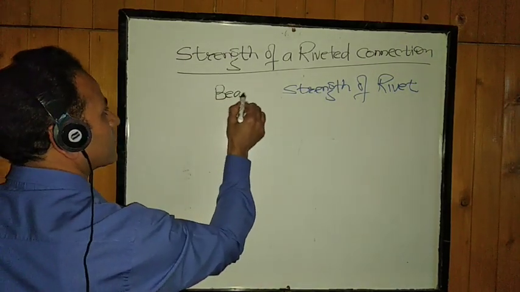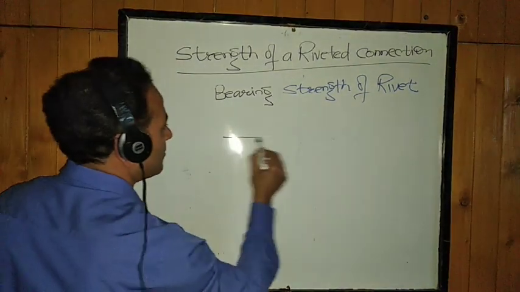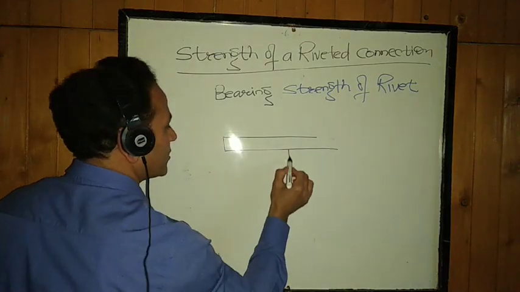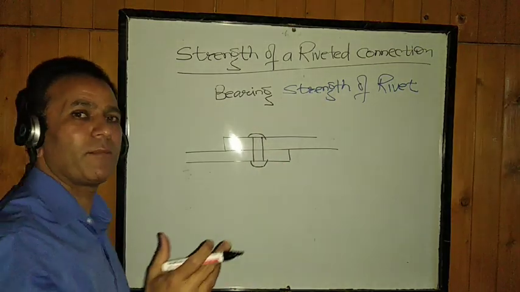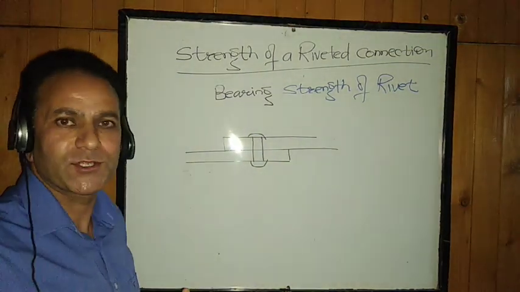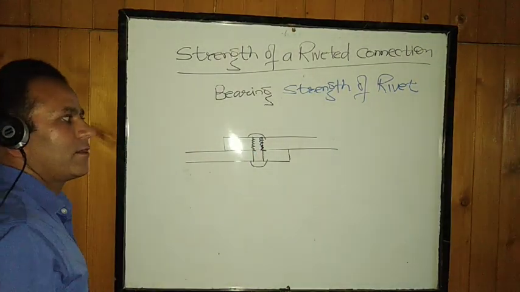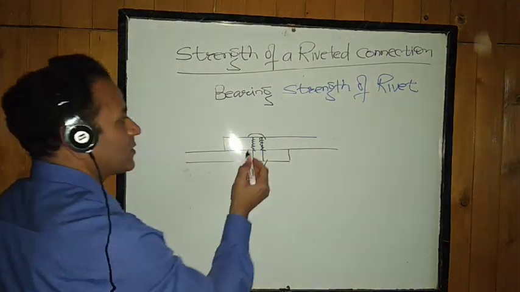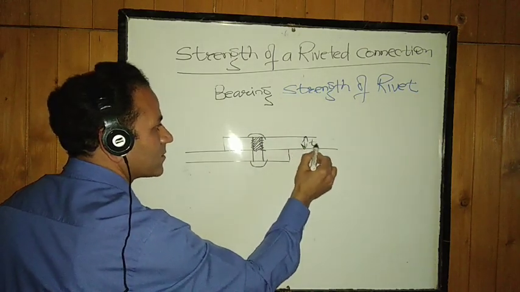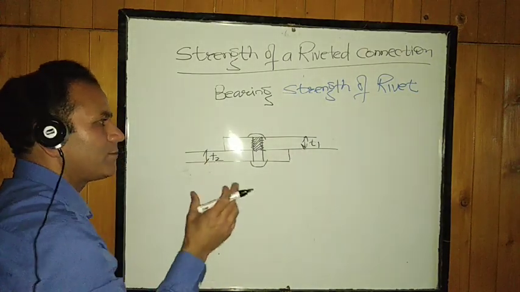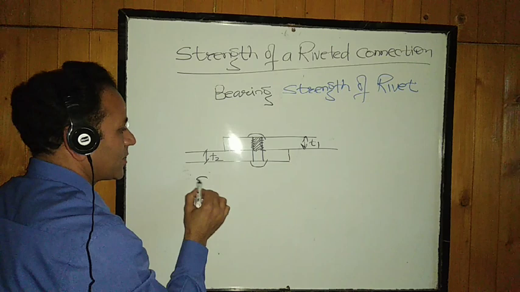Then we have bearing strength of a single rivet. Again, we consider two plates which are connected to each other. This is the rivet. The rivet may give way due to bearing stress. The bearing stress may develop along the periphery of this rivet. So that is also considered to be a failure. The resisting area is only this much. If this is the thickness t1 and this is the thickness t2, we consider the minimum of the two, as that will fail first.